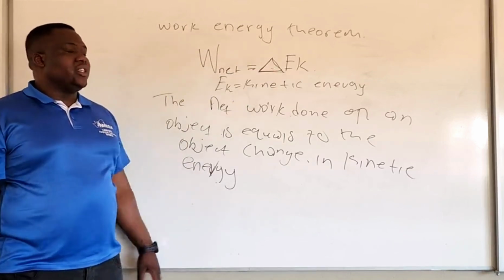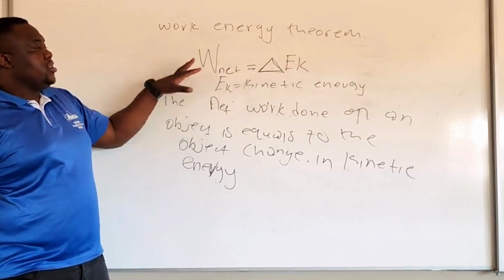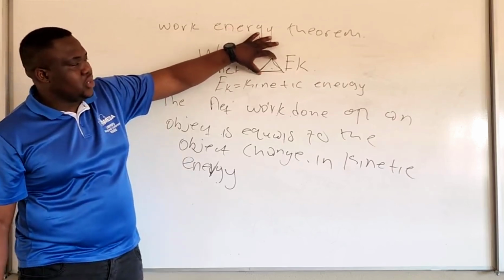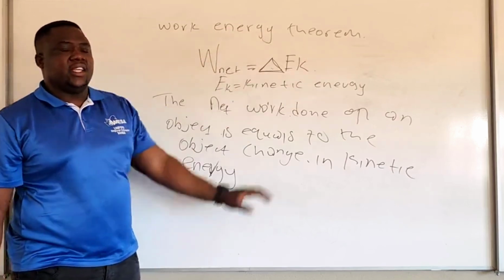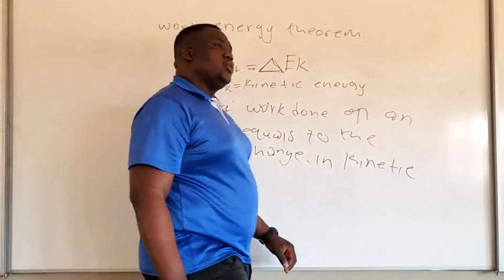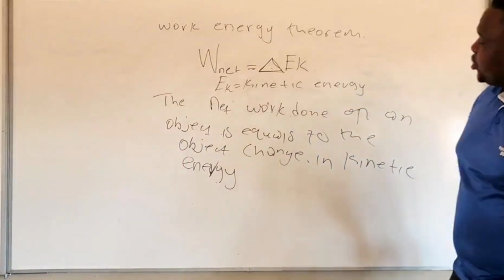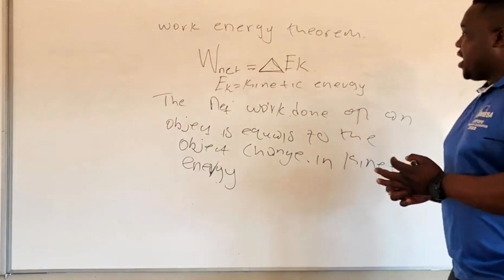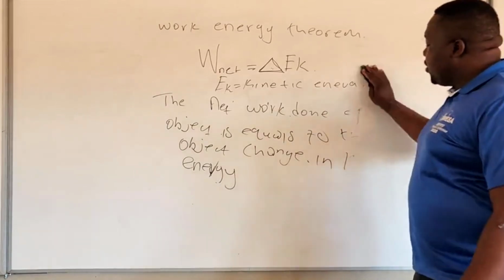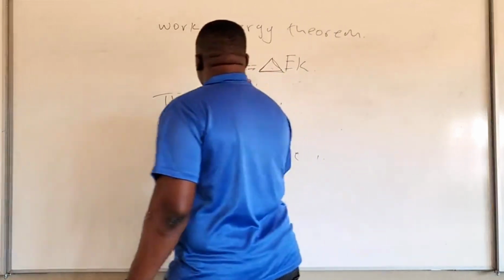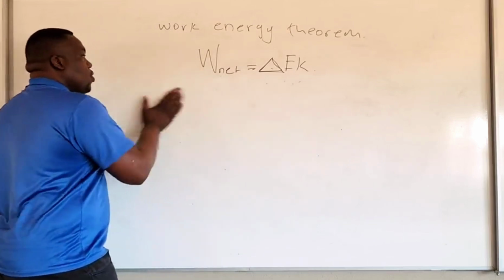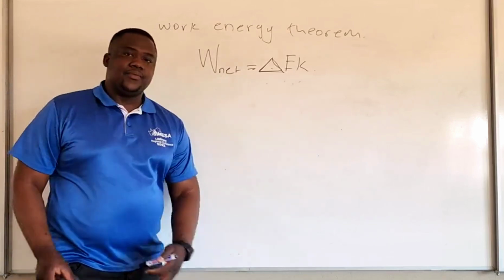Don't just say kinetic energy. You just take this the way it is. The net work done on an object is equal to the object's change in kinetic energy. That's why here we have change in EK. So when you are stating it, do not forget the crucial words. You need to state it the way it is here. I know that we do not have a problem of stating the theorem. So now we are going to go into details on the work energy theorem.